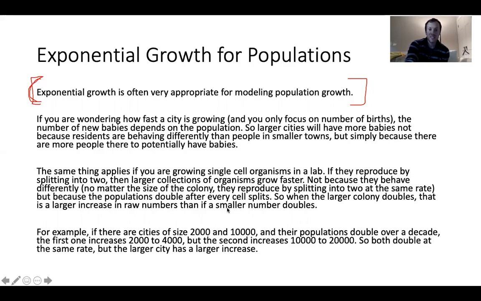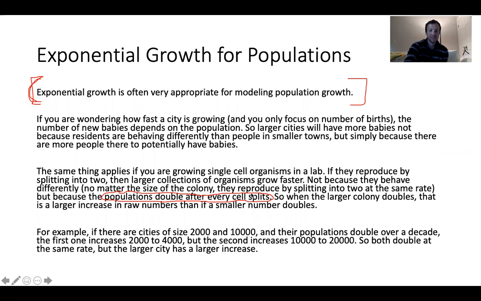In this case, we really see that the takeaway line is that populations double after every cell splits. So this is the mechanism: each single cell splits. That's how these things reproduce, no matter how many of them you have. So every single thing is behaving in exactly the same way.